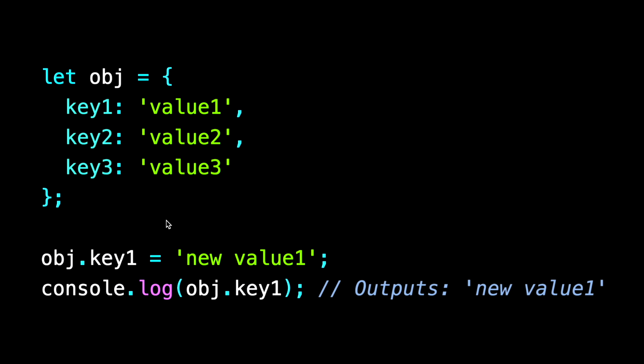And here's how you can update values. So we've created the object here. obj.key1 equals new value.